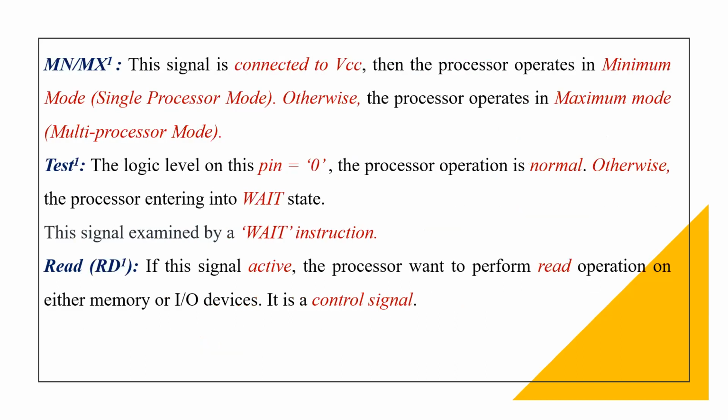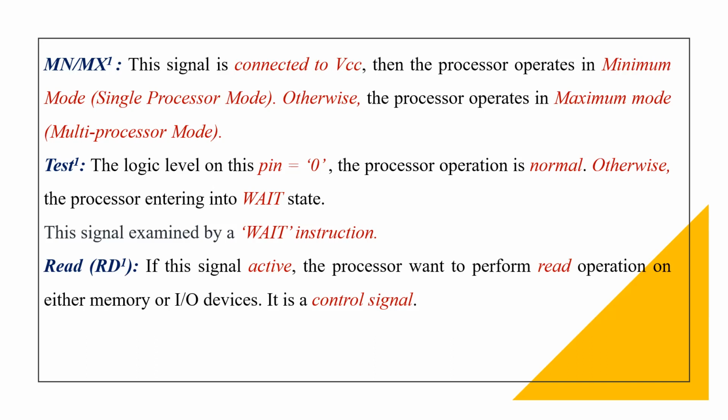And the next important signal is MN/MX bar. MN indicates minimum, MX indicates maximum. This is a signal which decides the mode of operation of our processor. If this signal is connected to VCC, our processor operates in minimum mode, which is also called single processor mode. Otherwise, the processor operates in maximum mode, also called multiprocessor mode. That means the signal is connected to ground or logic 0. This is a very, very important signal, friends. Everyone has to remember its pin number is pin number 33.